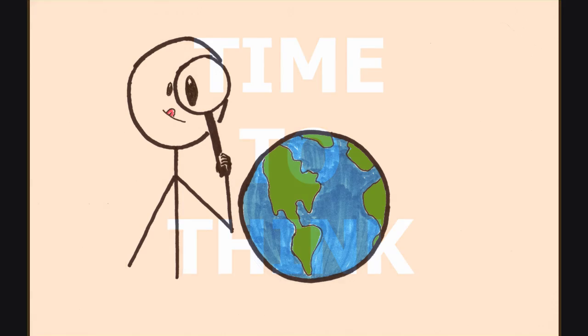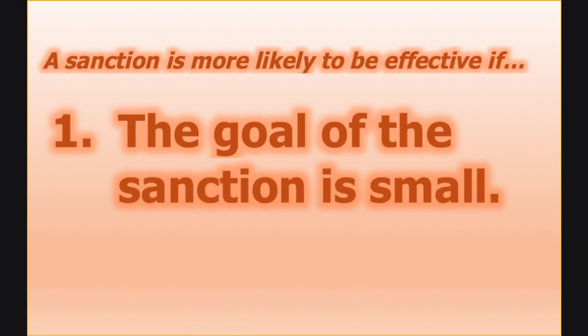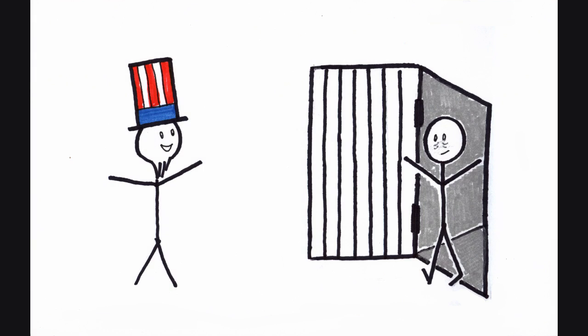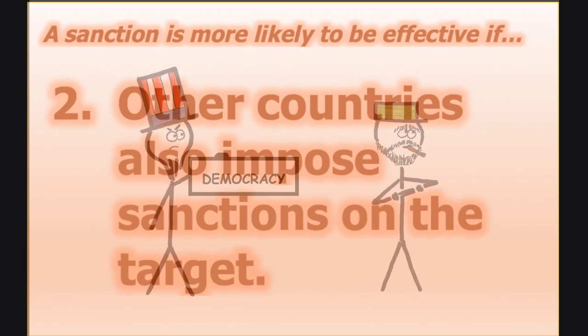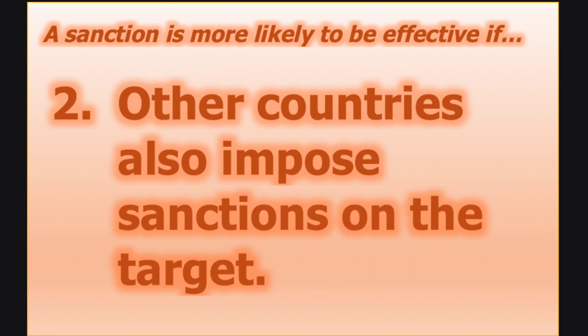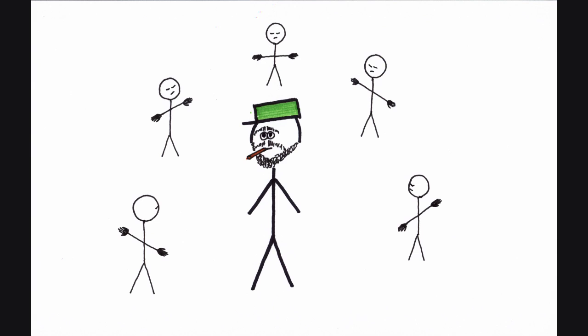Research has been conducted over the years to determine what factors make sanctions more or less successful. As with much of economics, the results have been fairly common sense. Sanctions are more likely to succeed when, one, the goal of the sanctions is small. For example, obtaining the release of a political prisoner is much easier to achieve than, say, bringing down Cuba's government. Two, other countries also impose sanctions on the target. There's a difference between unilateral sanctions, where only one country attempts to punish the target, and multilateral sanctions, where many countries agree to punish the target.